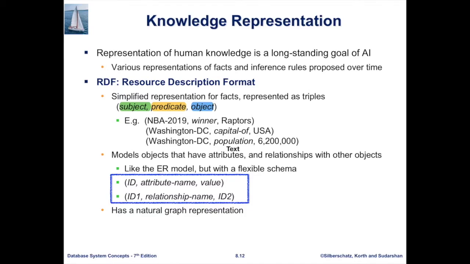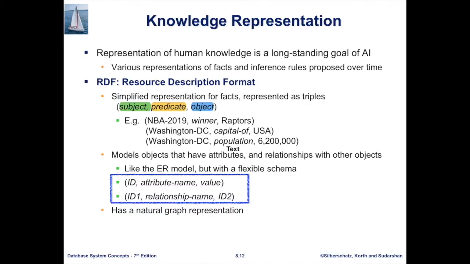So to represent the fact, we will just use the subject, predicate, and object na representation. So for example, if we wanted to say that the winner for NBA 2019 is Raptors, then meron tayong triple na NBA 2019 winner Raptors. And then if we wanted to say na yung capital ng USA is Washington, D.C. Then we have Washington, D.C., capital of USA.